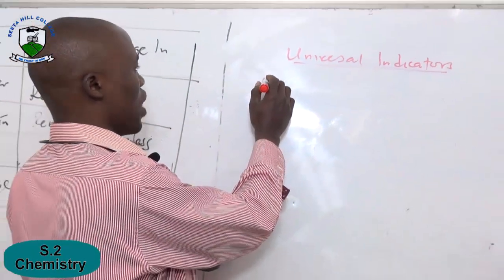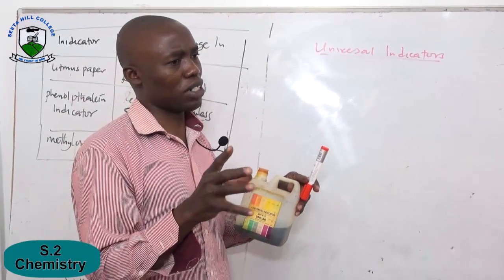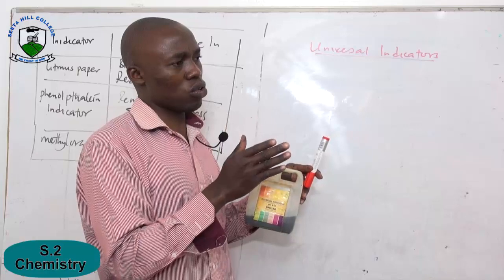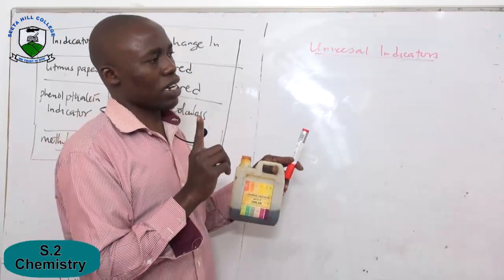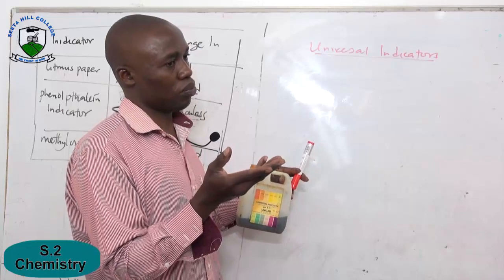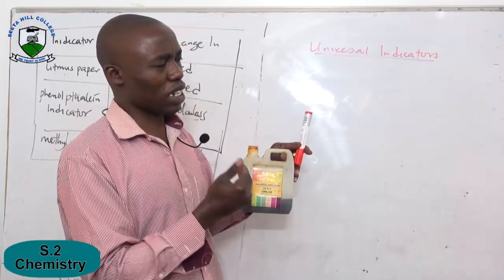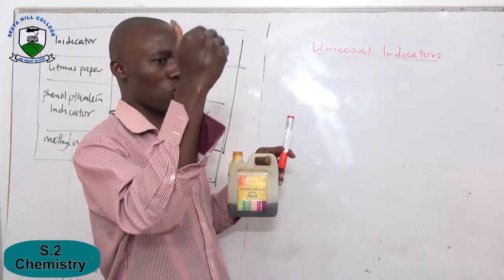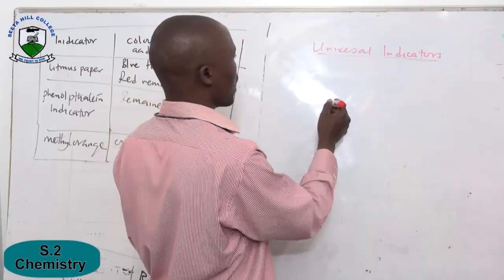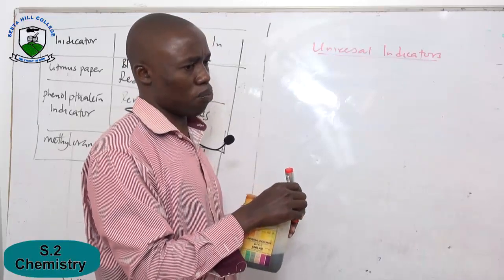Let us try to define it first. A universal indicator is a mixture of indicators. That means it has more than one indicator. That's why it must tell you that a lemon is more bitter than a tomato, not so? But which one is very acidic? You might not figure out very well, but a universal indicator can speak to you directly that this one is more acidic than the other one. See, universal indicator is a mixture of indicators that shows color changes over a wide range of pH values.